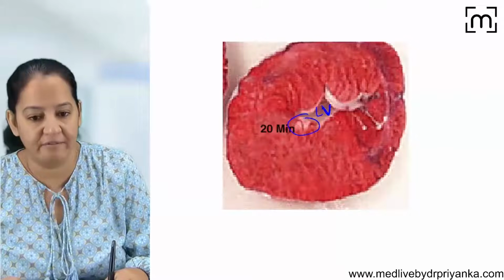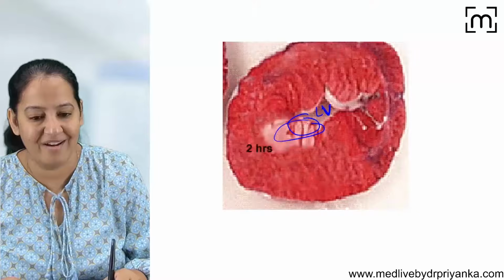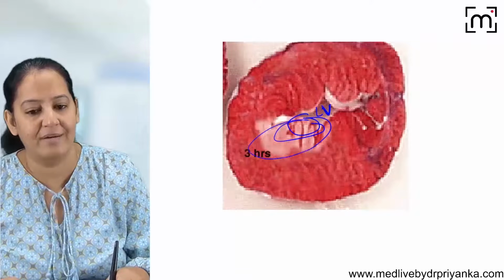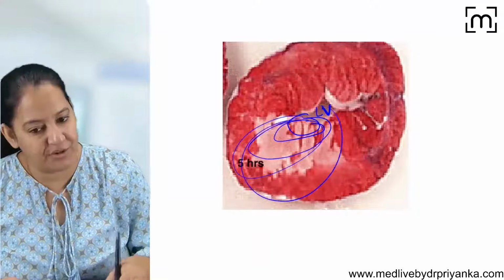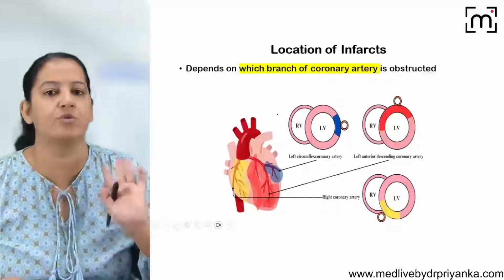So this is subendocardial infarct. It is progressing towards transmural, and in some time it will actually be transmural. Transmural is full thickness. So these are the two types of infarct.